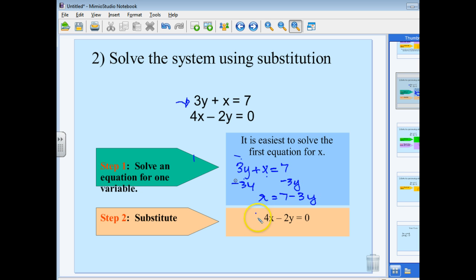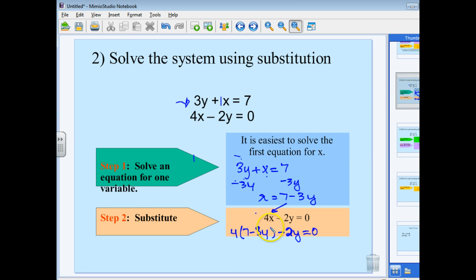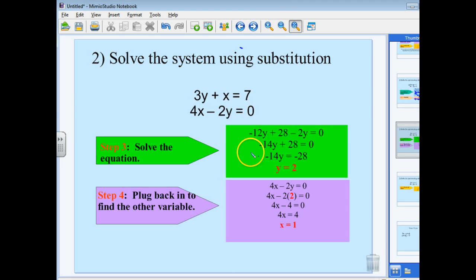Now what we are going to do next is substitute the value for x in the second equation. So it's going to be 4 times (7 minus 3y) minus 2y equal 0, and solve. So that will be step 4. From there, as we can see here, we distribute the 4. After distributing the 4, we get negative 12y plus 28 minus 2y, and we get y is equal to 2.